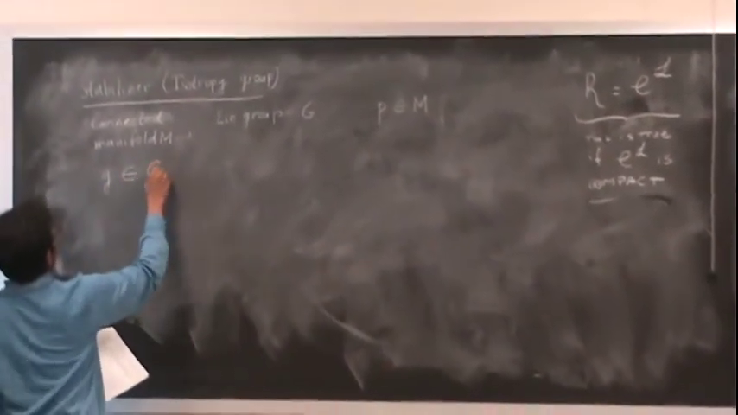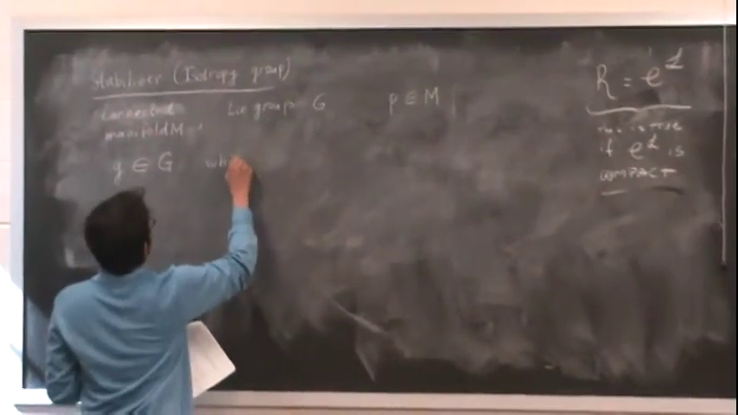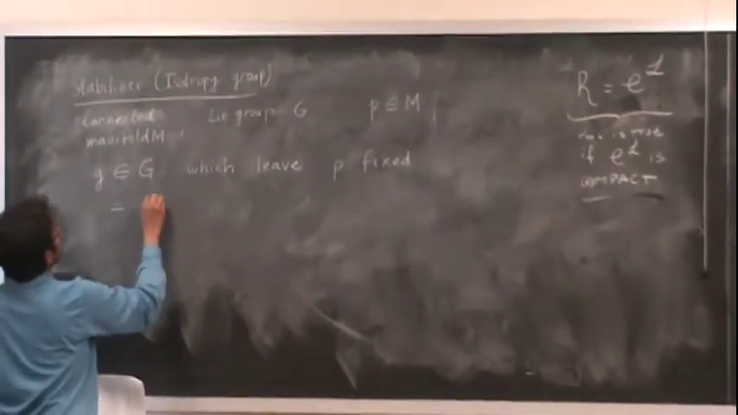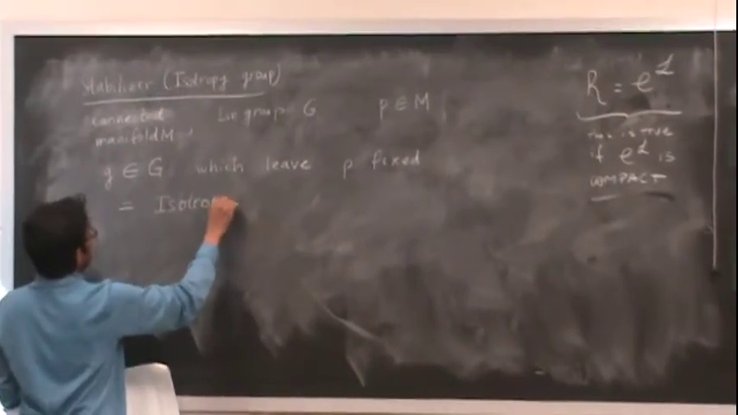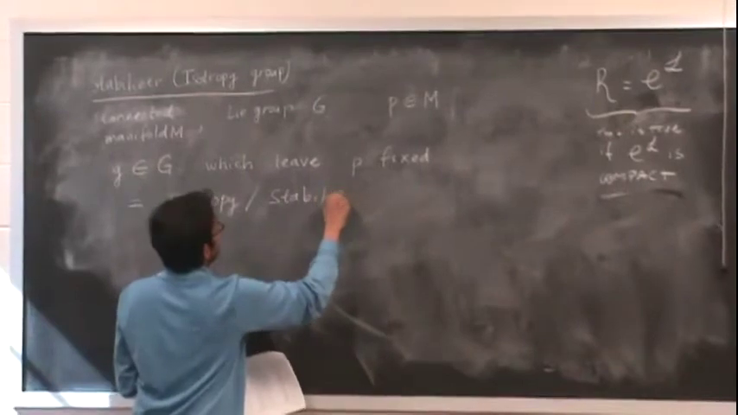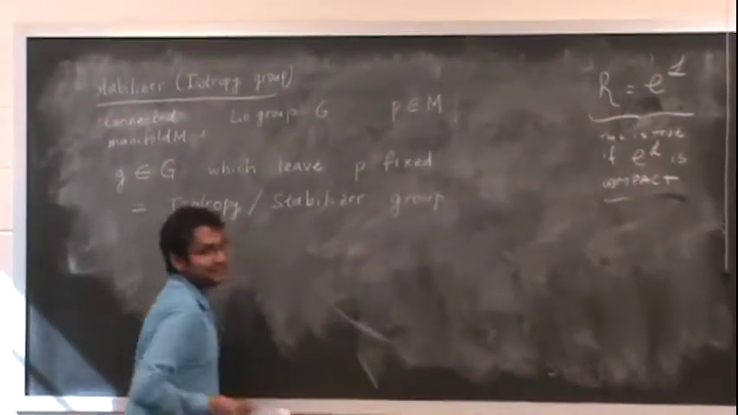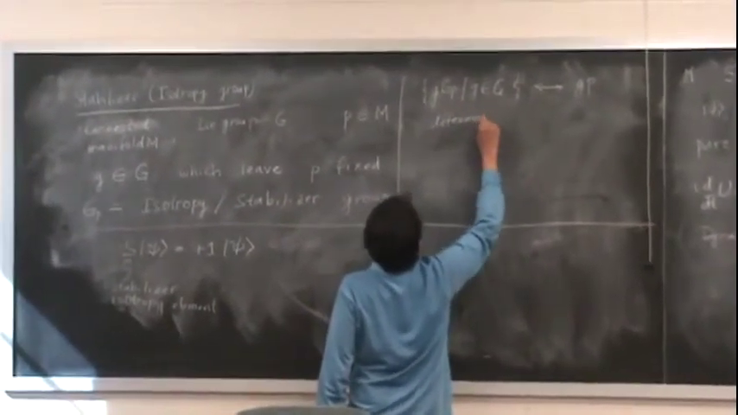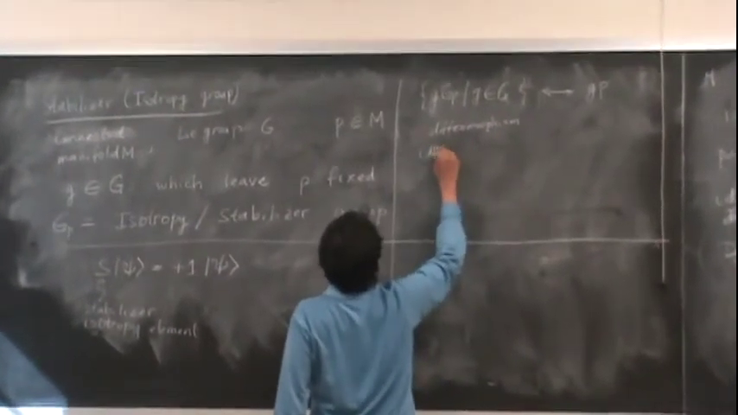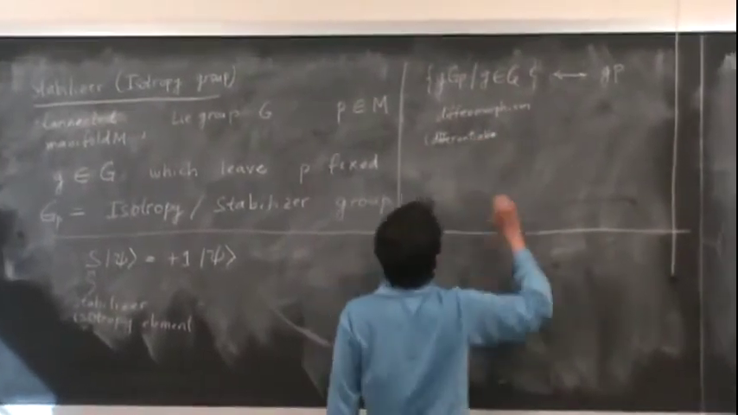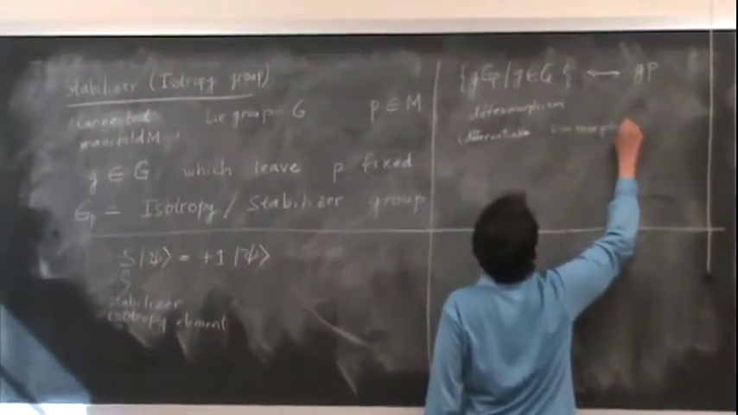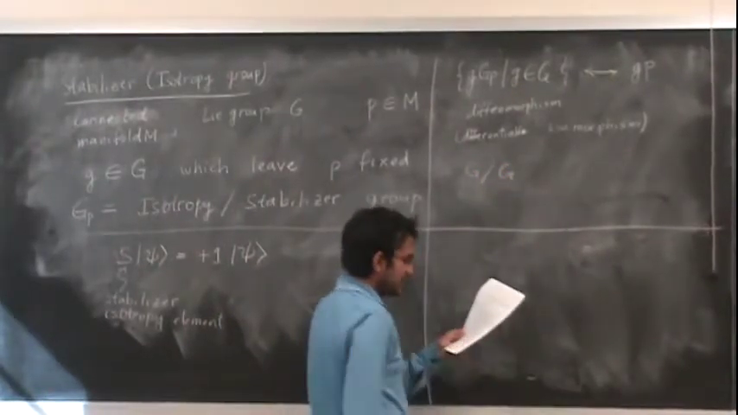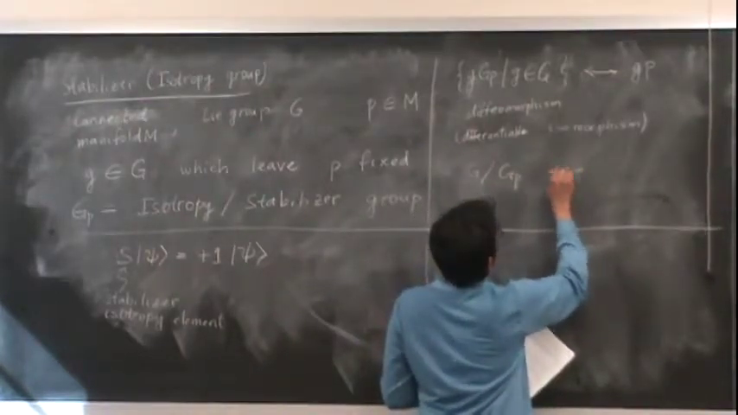The set of elements g belonging to the group which leave P fixed is the isotropy group, or the stabilizer group. In the language of quantum mechanics, it is the set of operators S for a state. It has a diffeomorphism, just a differential isomorphism, from the quotient of G divided by the stabilizer group to the manifold itself.